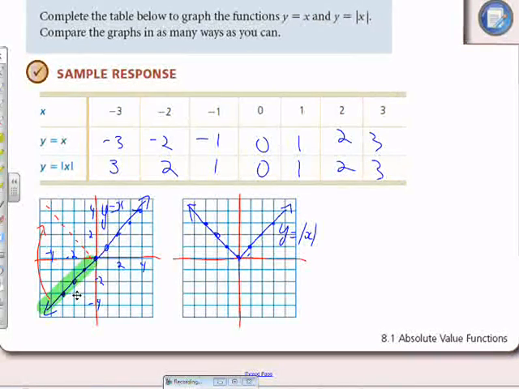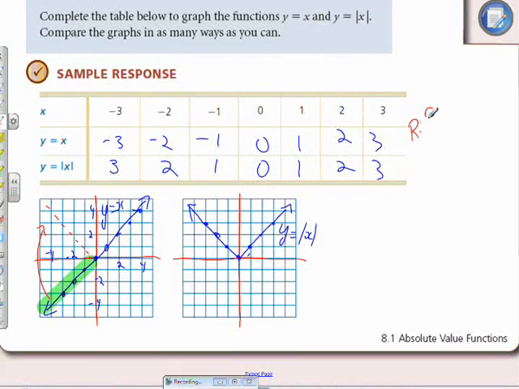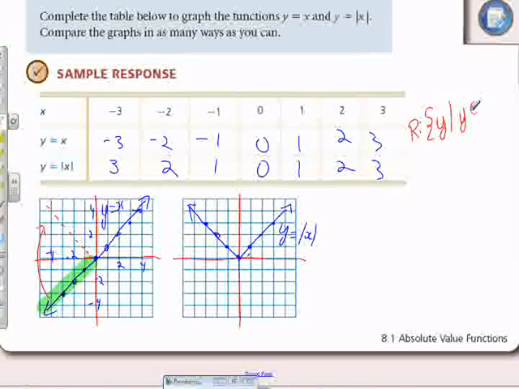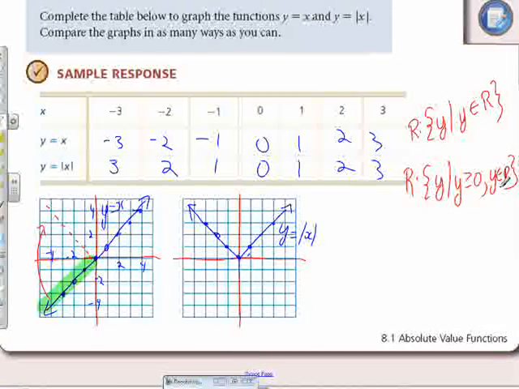But the range of the second one, so let's look at the range. So here's your first y equals x, where y is an element of the reals. Your range on the absolute value, though, is all above 0, where y is greater than or equal to 0, and y is an element of reals. So the range got changed here. The domain stayed the same as all the real numbers.